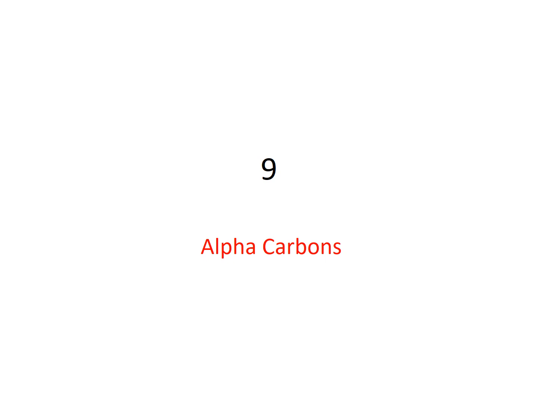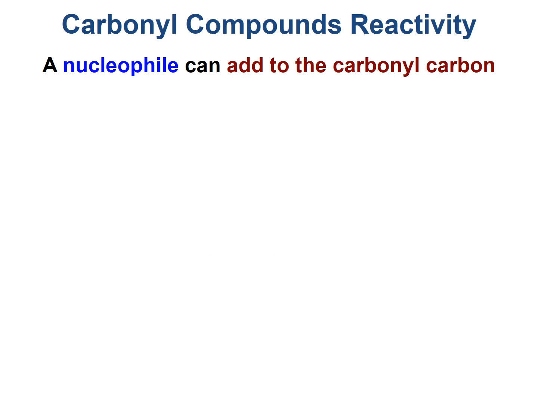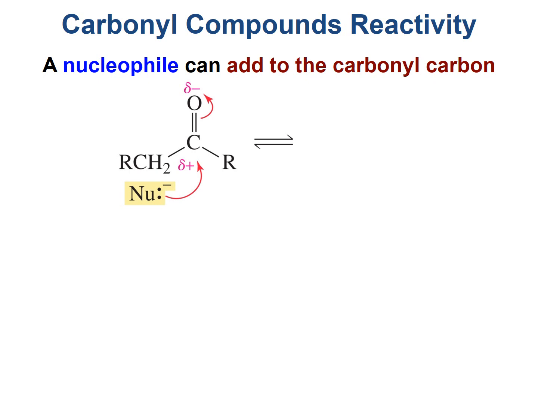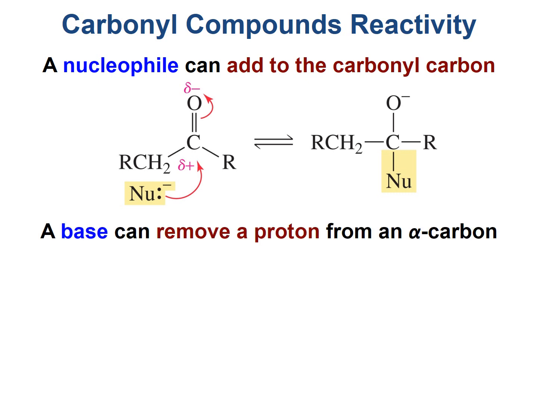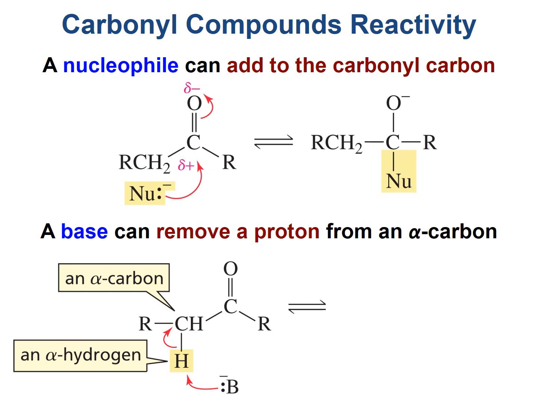This video is going to look at the chemistry involved in alpha carbons. What we've talked about before with carbonyls is having nucleophiles come in and attack the electrophilic carbon, adding a new bond between the nucleophile and carbon, creating a negative charge on the oxygen. If we have a base, we actually can pull off the hydrogen that is on the carbon next door to our carbonyl. This is known as an alpha carbon because it's in the first position next door, and on the alpha carbons can be one or more alpha hydrogens.